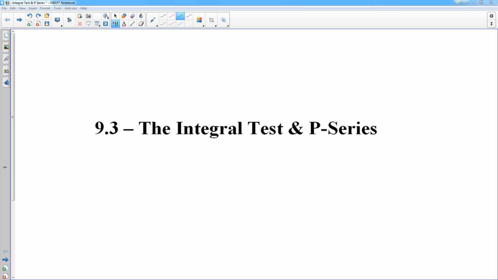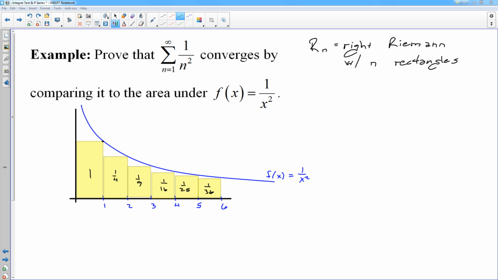We're going to look at the integral test here, which is a way to determine if an infinite series converges. Then later on we'll use the integral test to talk about p-series. The idea behind the integral test is you'll take some series, in this case I'm giving you a specific example, but you'll compare the terms of that series to the actual area under a curve that is the same function as the function inside the series.